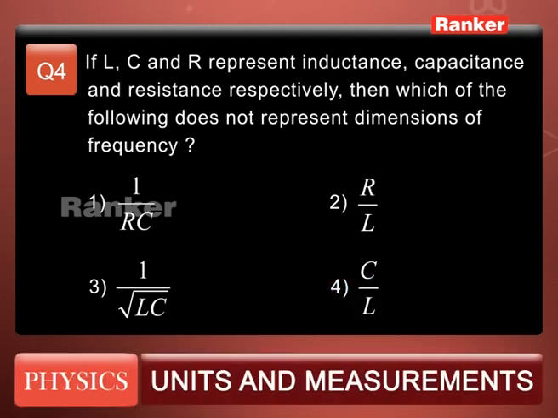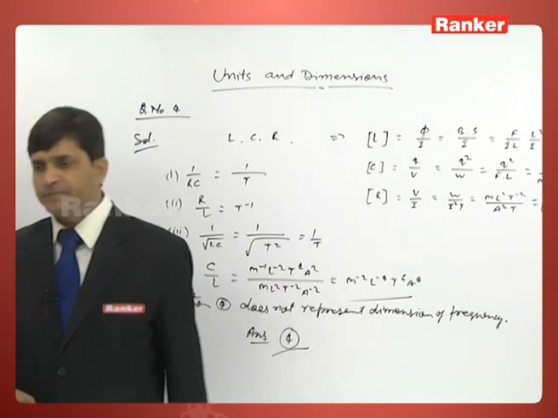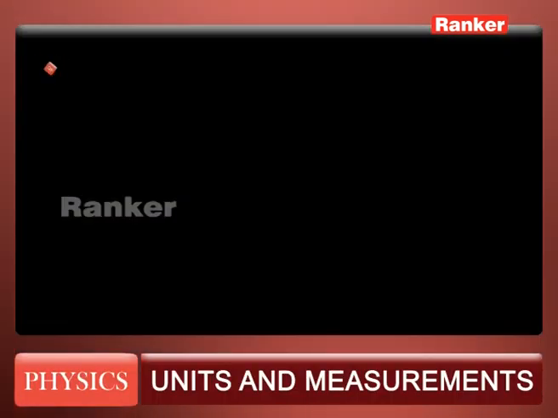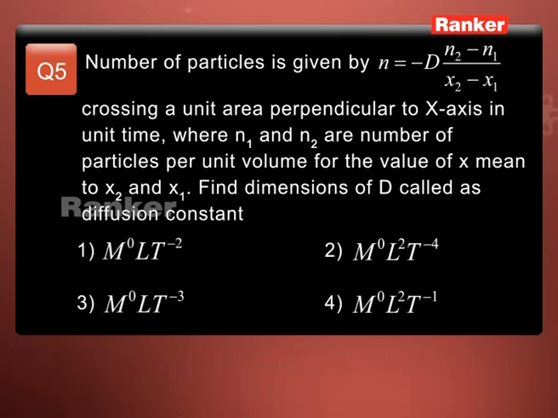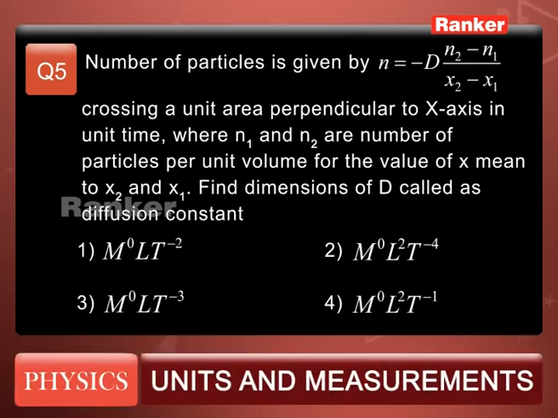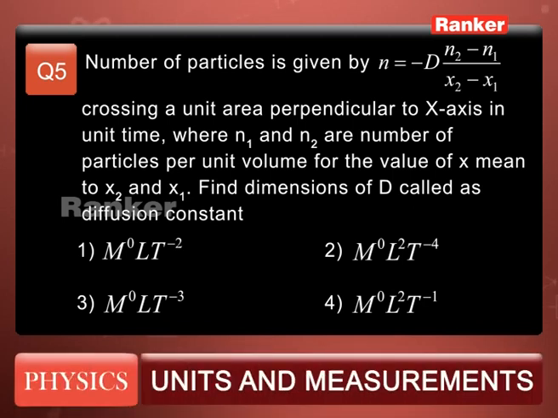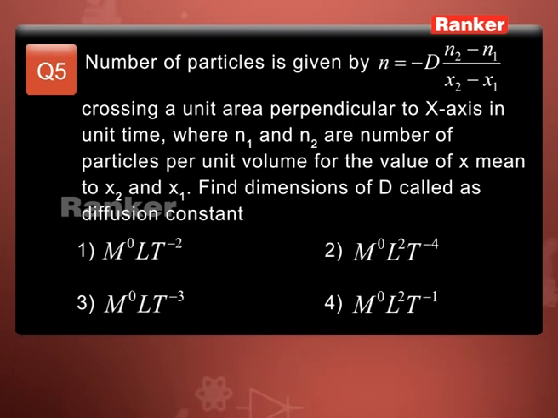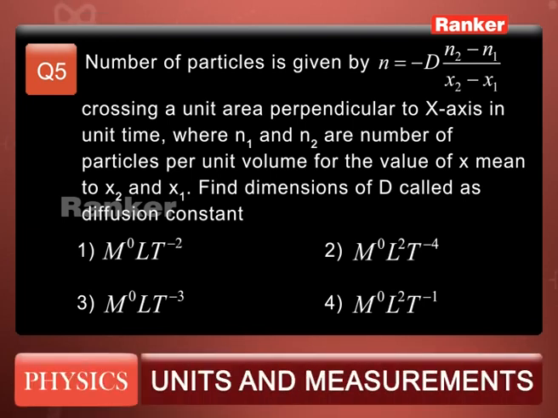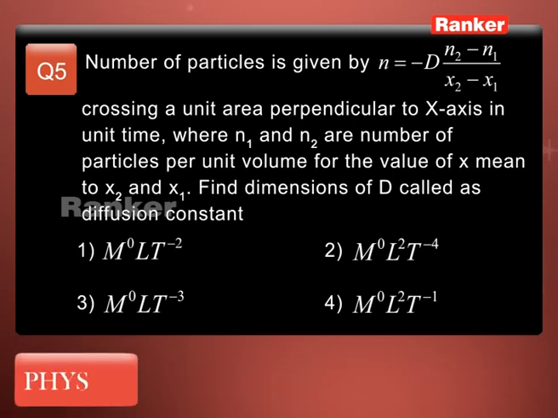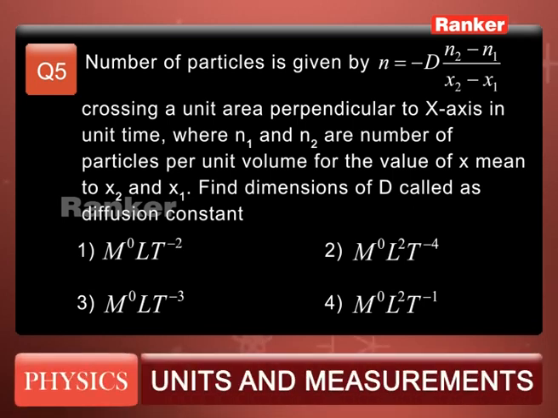Now come to the next question, question number 5. The question is this: the number of particles is given by n is equal to minus D, n2 minus n1 by x2 minus x1, crossing a unit area perpendicular to the x-axis in unit time, where n1 and n2 are the number of particles per unit volume for the values of x equal to x2 and x1. Find the dimension of D, called the diffusion constant.